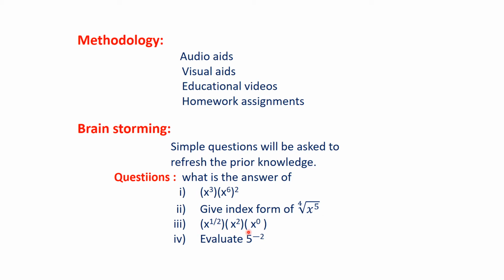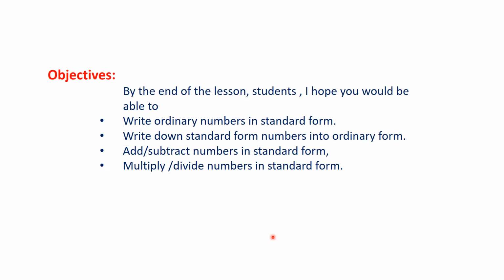Simplify this expression. We get, because x power 0 is 1, so ignoring this 1, adding these powers, we get x power 5 by 2, finding LCM of these powers. Similarly, evaluate 5 power minus 2. First we make this negative power into positive. We can write 5 power minus 2 equals 1 over 5 square, that is equal to 1 over 25. So this is the final answer for this short.